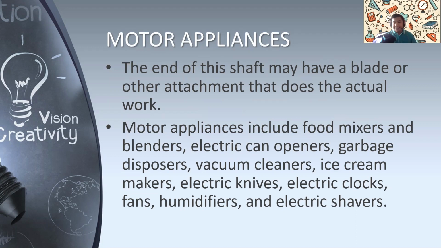Motor appliances include food mixers and blenders, electric can openers, garbage disposers, vacuum cleaners, ice cream makers, electric knives, electric clocks, fans, humidifiers, and electrical shades.